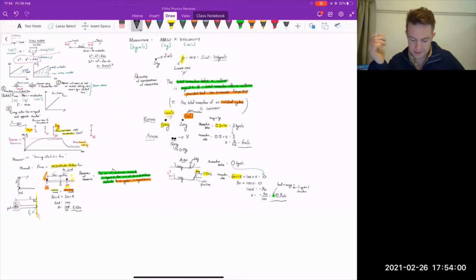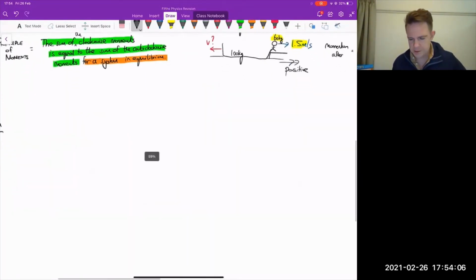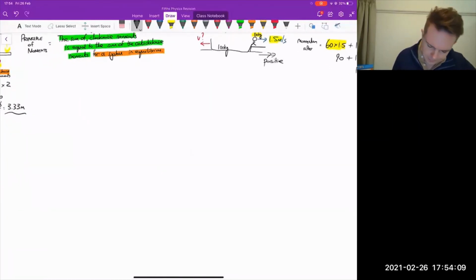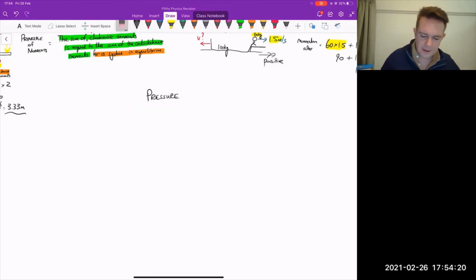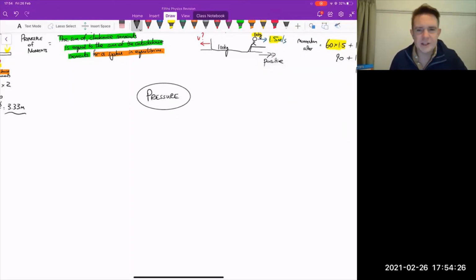Motion, forces, moments, momentum. Okay, let's mention pressure because pressure comes under force. So let me do this as a little spider diagram. With pressure, and of course you've revised pressure recently because you've talked about gas pressure. There are three sort of regimes or situations where you come across it. There's normal pressure, the basic definition is force divided by area. So pressure is force divided by area.